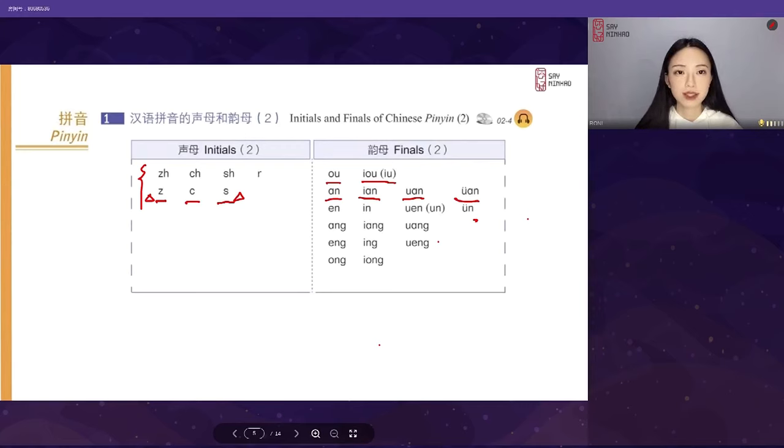Yuan. First pronounce y and then yen. And then you can get yuan. Yuan. Very good, very good.